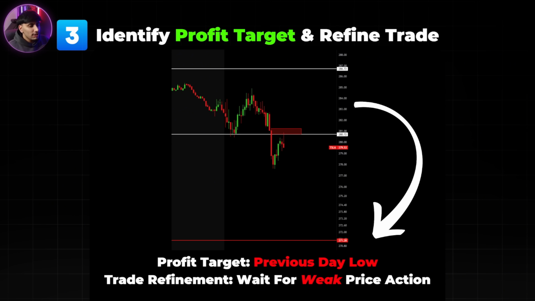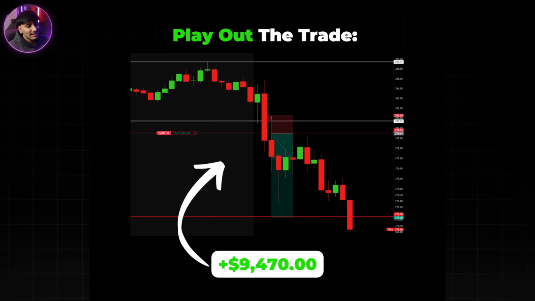So now that we actually use these 3 steps, let's see how this trade actually ended up playing out. And in this example, we can see this trade made us $9,470. It moved all the way down into our previous day low level. This was a very simple entry model, only using 3 steps to give us the most sniper entry on this trade for that continuation play to the downside.